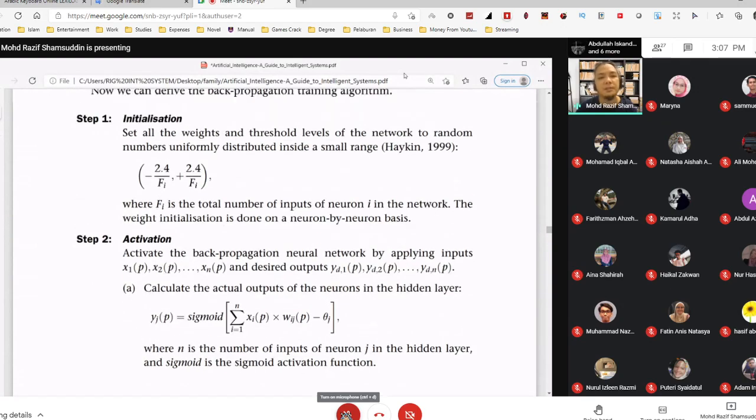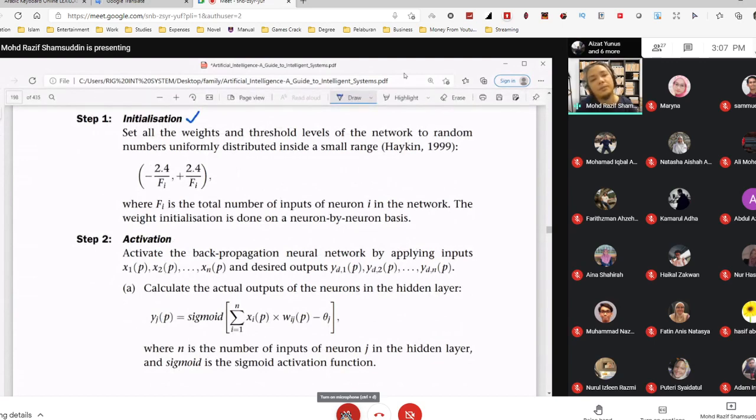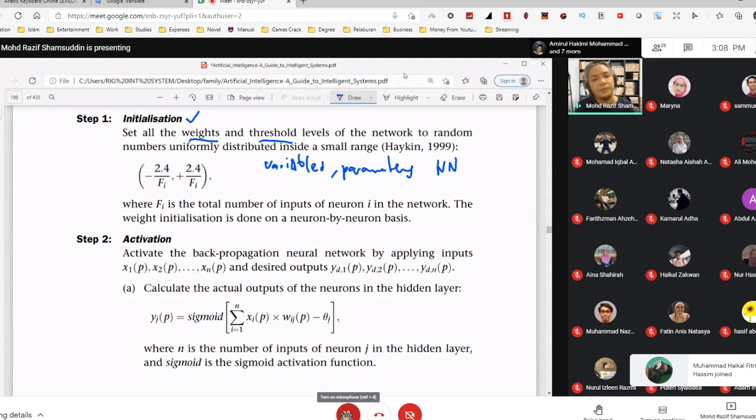So let's look at the first step, initialization. We have already learned this, so when I say initialization, you know. We set up all the variables, so the weights and the thresholds are actually the variables, or the parameters, of the neural network. Some of these variables are set up with a predefined value: random numbers uniformly distributed from -2.4/F to 2.4/F. What is F? F is the total number of inputs of the neuron in the network.